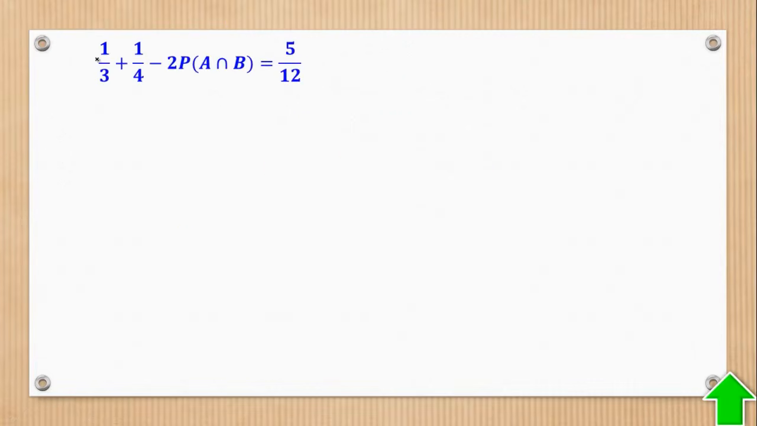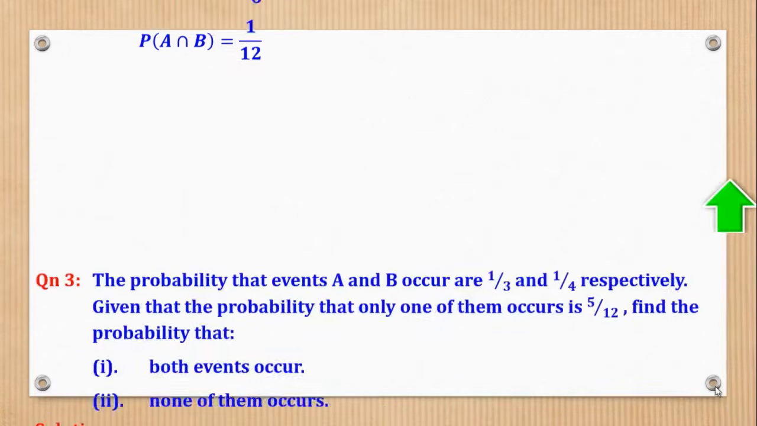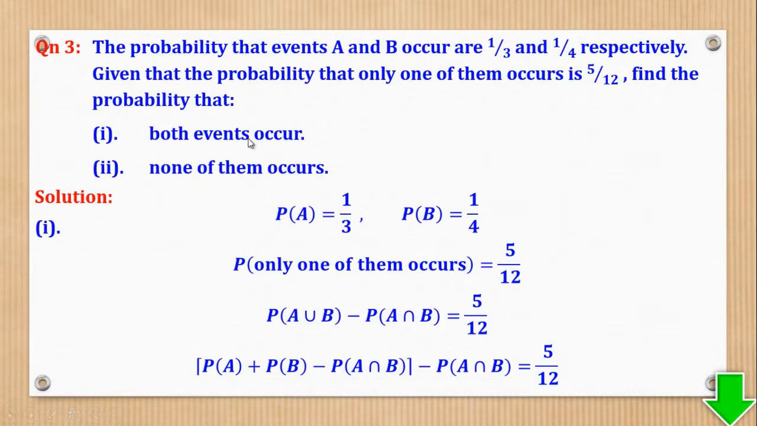So when I substitute, probability of A is that, probability of B is that, and this is that. Therefore now I have only one unknown, which is the intersection, and I have to make it the subject. And when I make it the subject, it comes to 1 over 12. So that is the probability that both events occur.